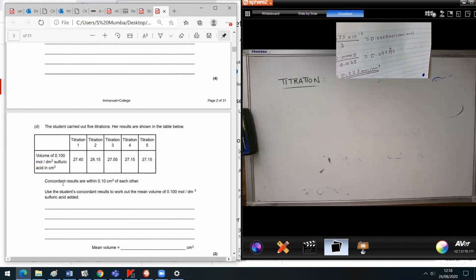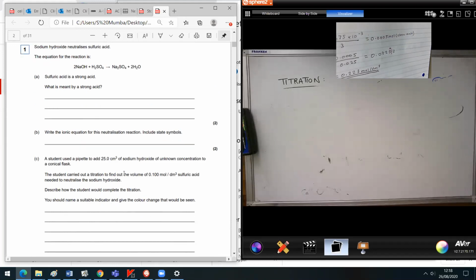It tells you here that concordant results are within 0.1 cm3 of each other. So anything outside this range, you disregard. Does that make sense? So anything greater than 0.1 apart, you can't use; you have to use the other ones that are in range. For example, compare this value 28.15 to 27.05. 27.05, 27.15: you can see which ones are in the range and which ones to ignore.